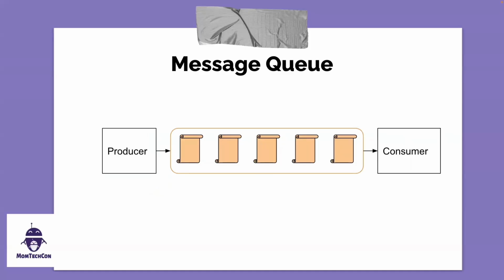Message queues. A message queue is a form of asynchronous communication. It stores data in a queue while the application is processing the previous data stored. Each message is processed only once by a single consumer. Message queues can be used in messaging apps or financial systems.